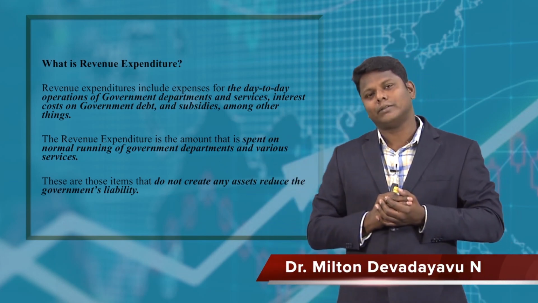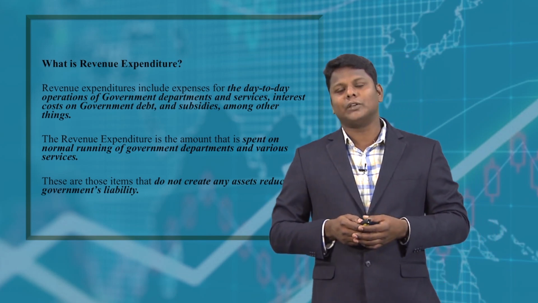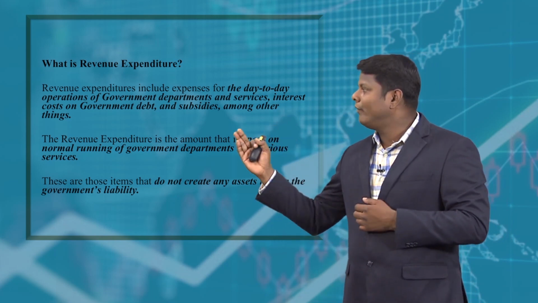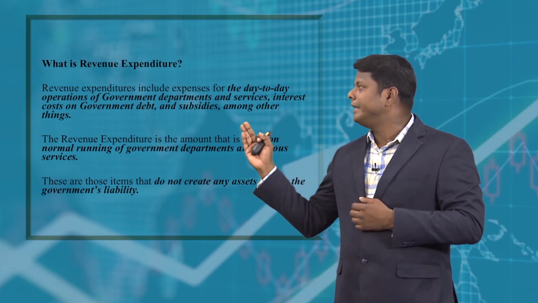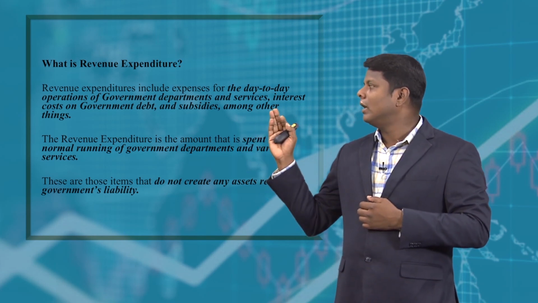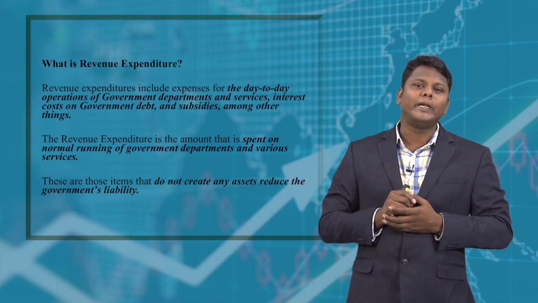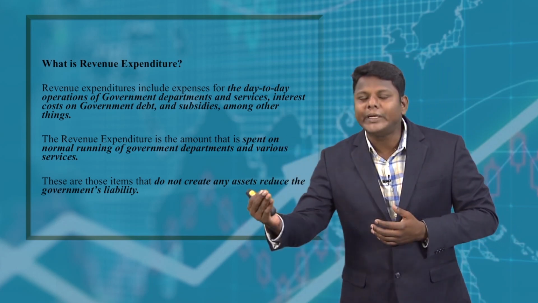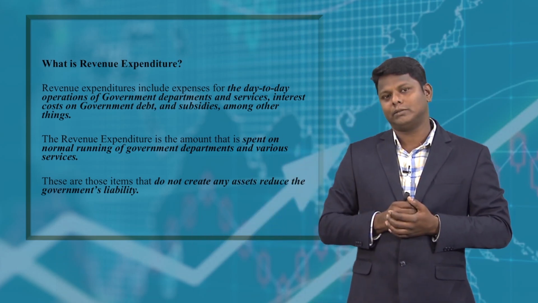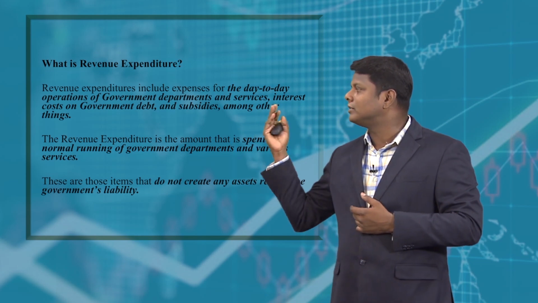This topic, revenue expenditure, will teach you what the revenue expenditure for the government is. First, we will discuss what is revenue expenditure. Revenue expenditure includes expenses for the day-to-day operations of the government departments and services, interest cost on government debts and subsidies, among other things. It is very clear that government expenditure is to perform the day-to-day operations of the government. The revenue expenditure is the amount that is spent on normal running of government departments and various services.